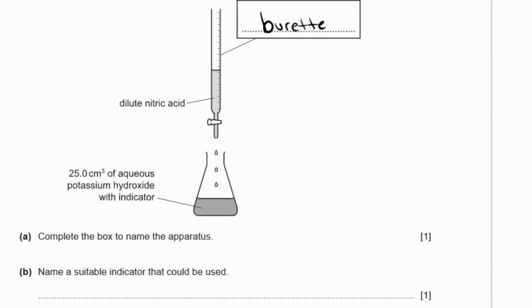All right. B. Name a suitable indicator that could be used. So there's a few things you can use. You could use methyl orange, phenolphthalein, litmus. Any of those would work. Let's say methyl orange. One answer you couldn't put in there, though, is universal indicator. You just don't use it during titrations. Okay, good.